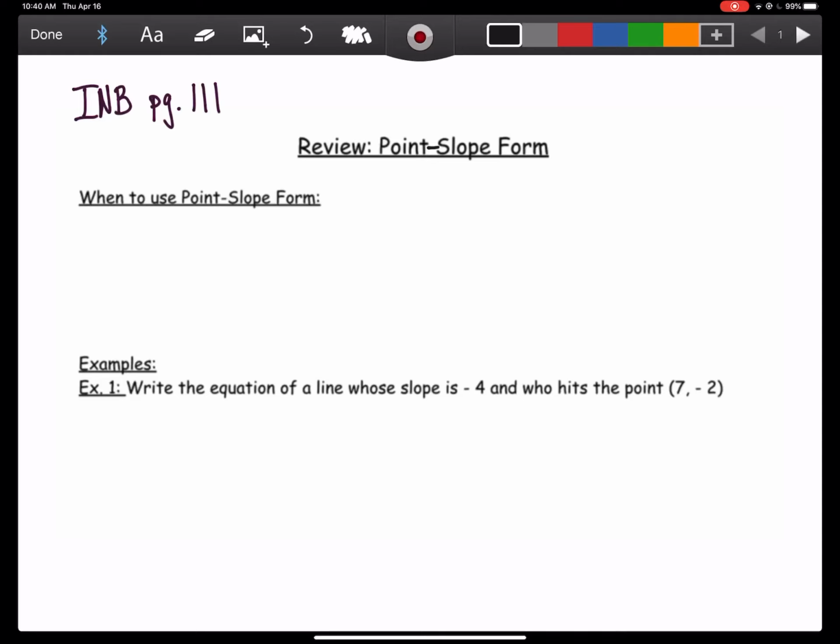Okay, so when to use point-slope form is really, there's a hint in the name. We call it point-slope form because it's the form of a linear equation that is easiest to use when a point and a slope are given. So let's see if we can write that.